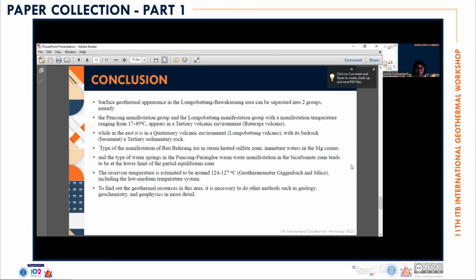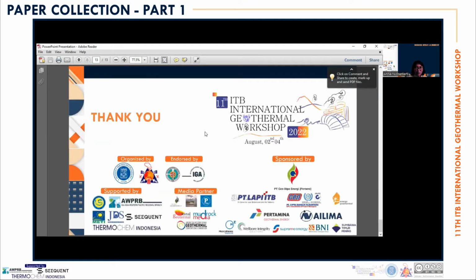To find out the geothermal resources in this area, it is necessary to do other methods such as geology, geochemistry, and geophysics in more detail. So that's from us. Thank you.